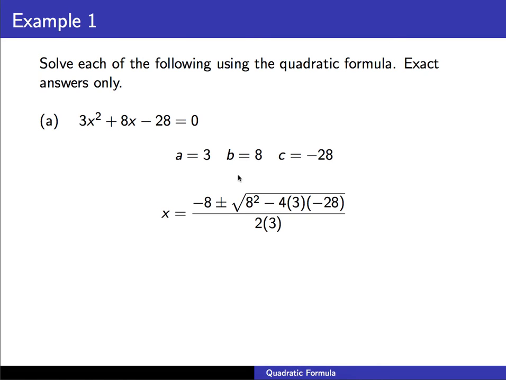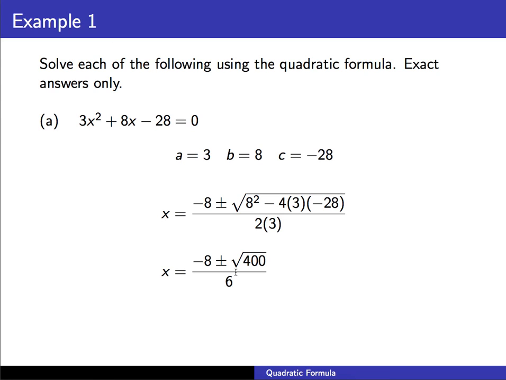So we take negative b, so negative 8, plus or minus the square root of b squared is 8 squared minus 4 times a is 3, c is negative 28, all over 2 times a is 3. So once again, that's negative 8 plus or minus the square root of 8 squared minus 4 times 3 times negative 28, all over 2 times 3. Now, doing a little bit of calculations, inside of our square root, 8 squared minus 4 times 3 times negative 28 comes out to equal 400. And then 2 times 3 is 6.